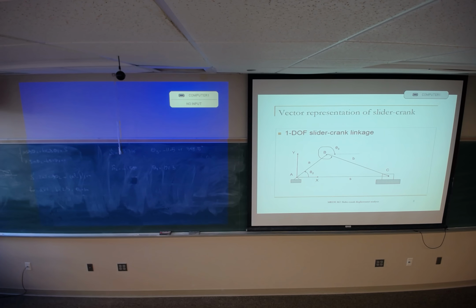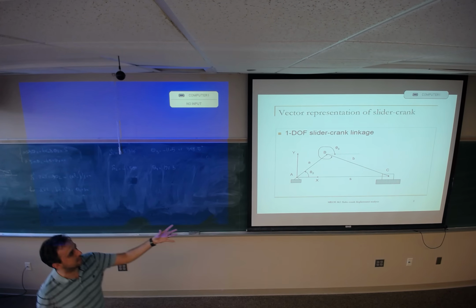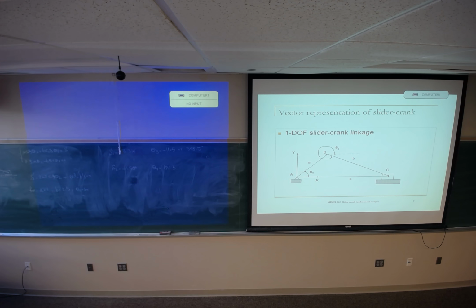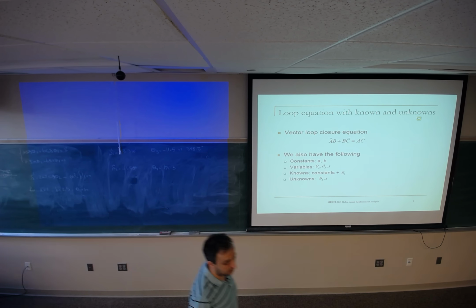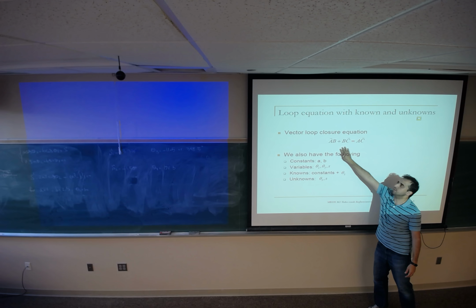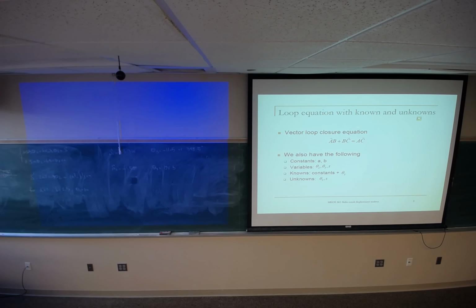So for a slider crank mechanism, we learned that the first thing that we need to do is label the angles and then form the vectors for each link. We treat each link as a vector, so based on the way that we define the angles, we can put the arrows for the vectors, and then we can write the vector loop equation. In this case, vector AB plus BC is going to be vector AC. And if you write this equation, you are almost done with 50% of the analysis.